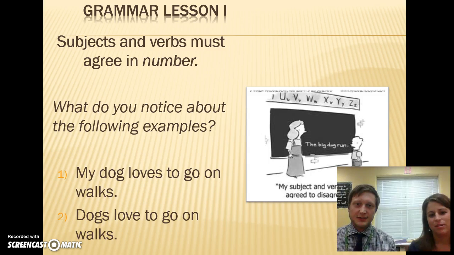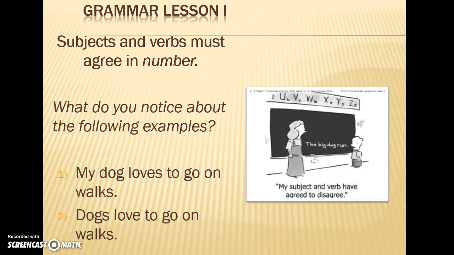So today we're looking at grammar lesson 5, and over the next couple of lessons we're going to be talking specifically about agreement. Today's agreement is subject and verbs. When we're looking at subject and verb agreement, the first thing we need to understand is that subjects, which are the nouns, and verbs must agree in number. Basically, if your subject is singular, your verb must be singular. If your subject is plural, your verb must be plural.